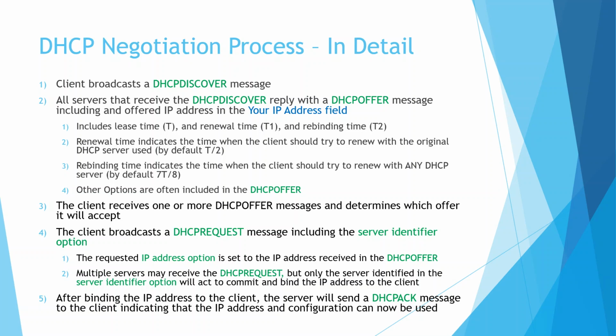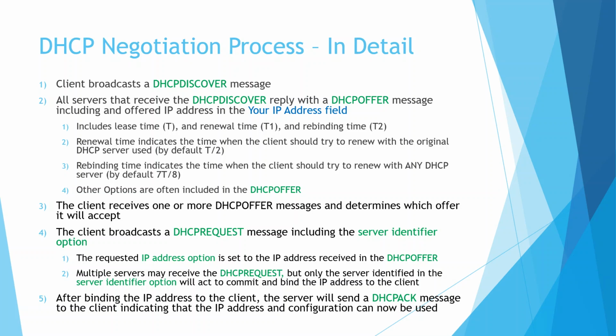And then we have a rebinding time. And so the rebinding time is going to indicate when the client should try to renew with any DHCP server. So, for instance, at T1, we're going to try to renew with the original DHCP server that we worked with in the past. And then at 7/8 of the lease time, we're going to just try to renew with any DHCP server. So if we don't get a response when we try to renew at T1, then at T2, we're just going to try any DHCP server.